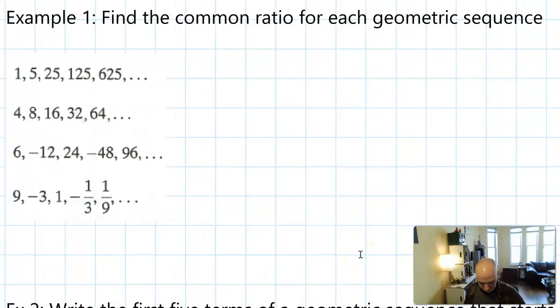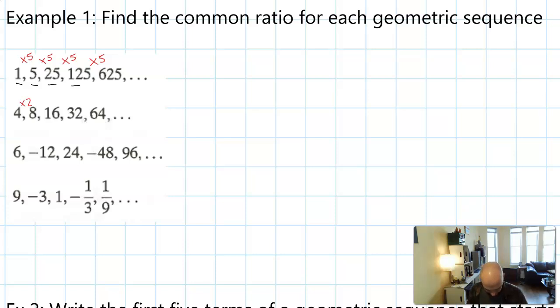Here, right in front of us, are 4 examples of geometric sequences, and let's just take a second and look at them and look at their behavior. To go from the first term to the next term, or from the second term to the third term, or from the third term to the fourth term, there's always a constant multiple. They're multiplied by the same number every time. And in this first sequence, it looks like you're multiplied by 5 every time. That appears to be the ratio. From 4 to 8 to 16 to 32 to 64, it appears that we're multiplying by 2 each time.